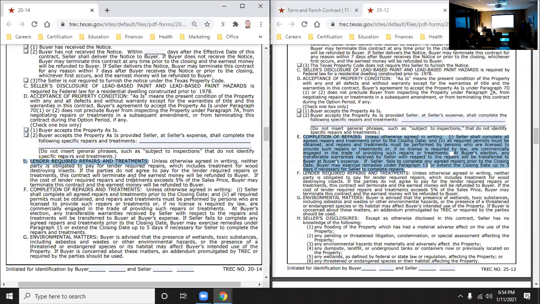That makes sense. That's another reason, like I said, if I am working as a buyer, it may be in my best interest to use the 1 to 4 family if there are no repairs. But if there are a lot of repairs, I may want a farm and ranch because it forces the seller to fix most of the stuff. You see how these work?